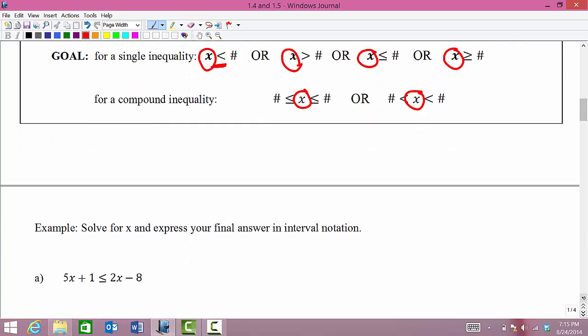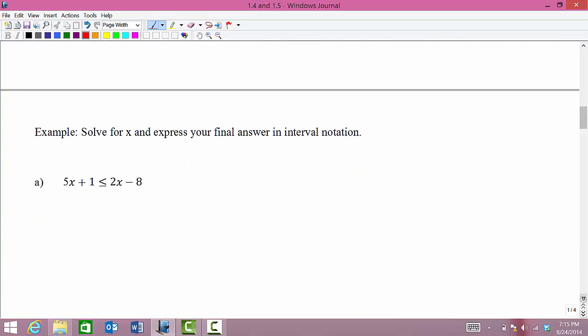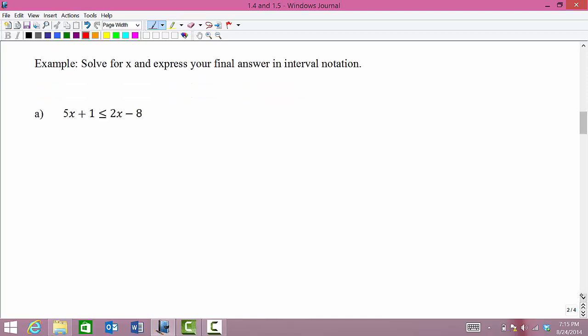Let's look at our first example. We want to solve the inequality and we want to write our final answer in interval notation. Solving for x. We have one inequality symbol. Since we only have one inequality symbol, our goal is to get x by itself on one side. And I recommend getting x by itself on the left-hand side when you're doing inequalities.